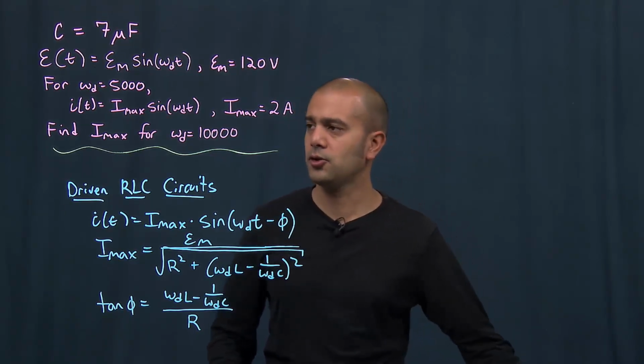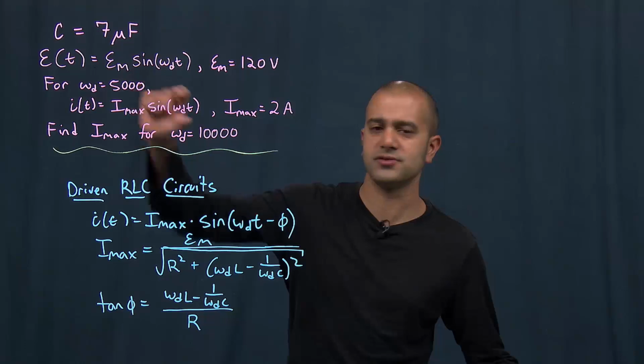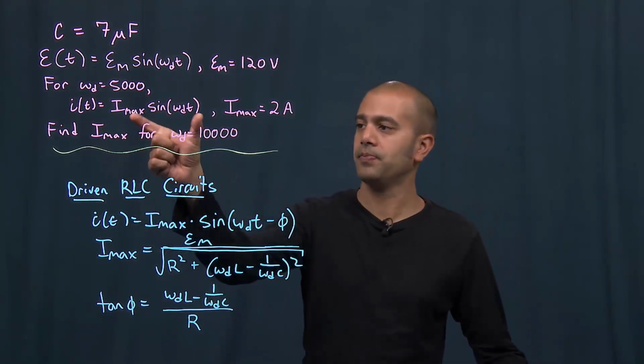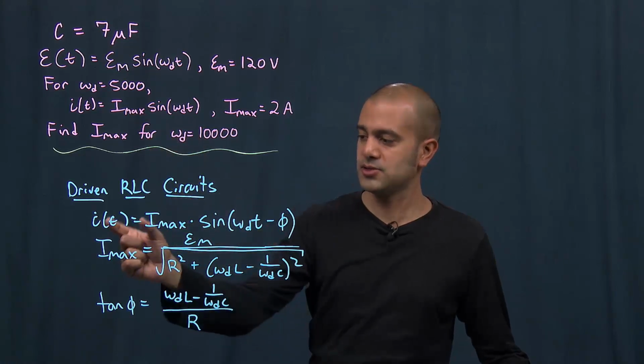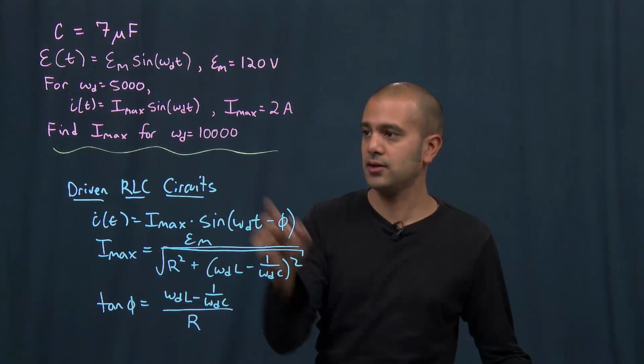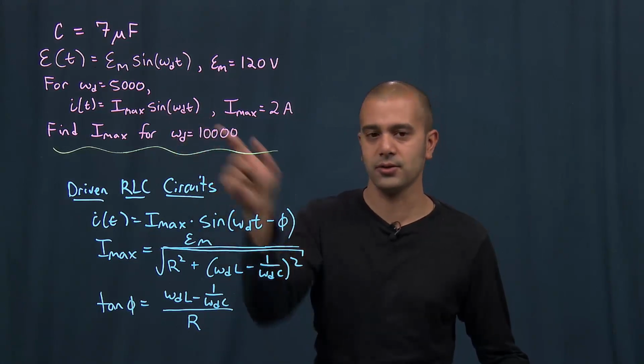So let me just say a little bit about what's happening at omega d equals 5,000. What's very nice about this is if we take a look at the current form, we see that it has the exact same form as the general form for current for an RLC circuit, but there's something specific about it. In fact, here we see that this is the same as that except phi equals 0.